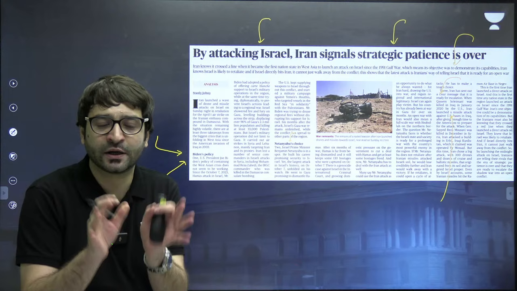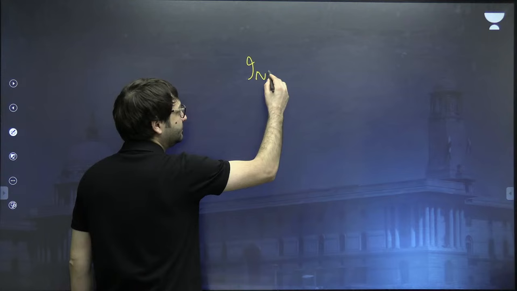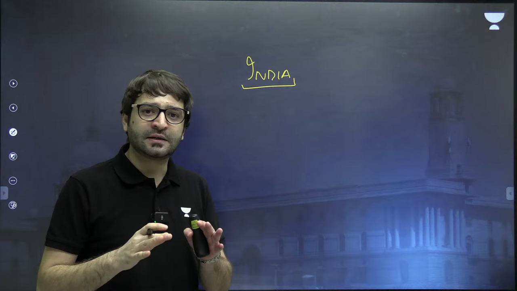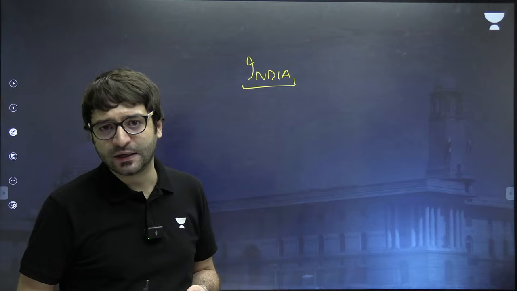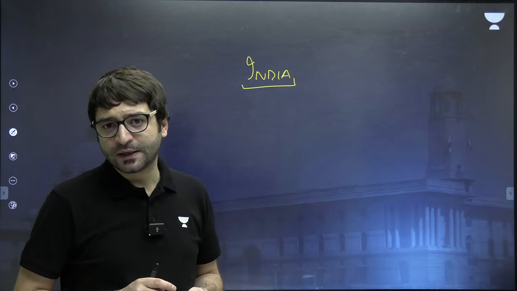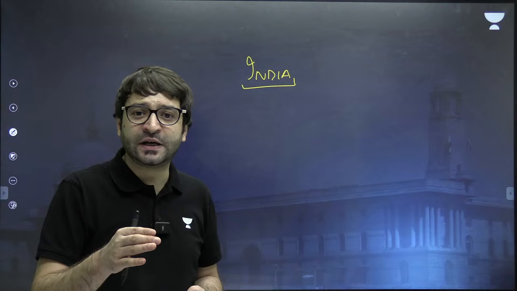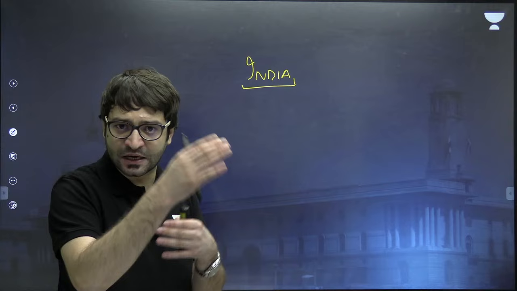What about India? India has to play very diplomatically. How? There are close to 10,000 Indians in Israel, or some reports say close to 18,000. There are roughly 5,000 to 10,000 Indians in Iran as well. So we have to take care of our diaspora. There are lakhs of Indians working in the Middle East. Their lives will also be in danger if there is a larger conflict in the Middle East.